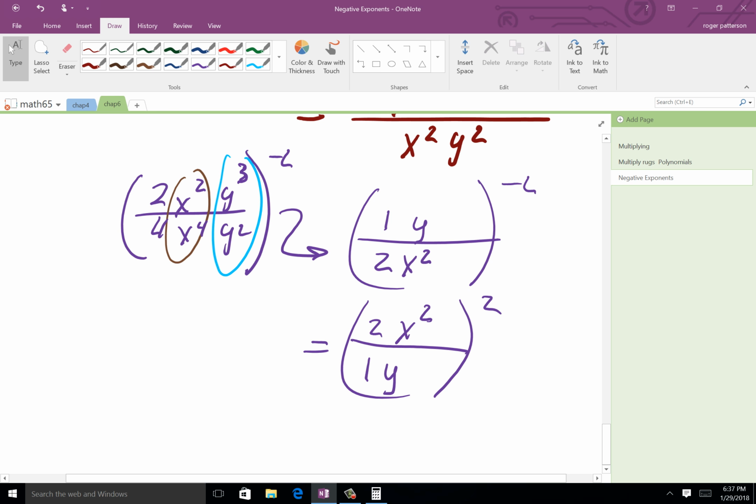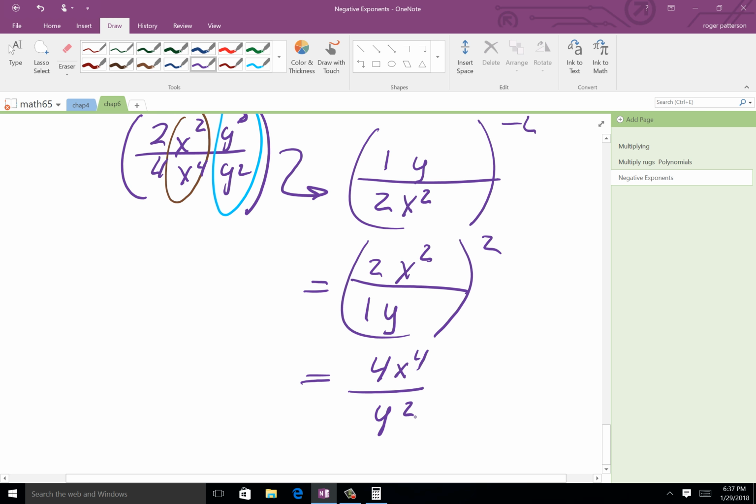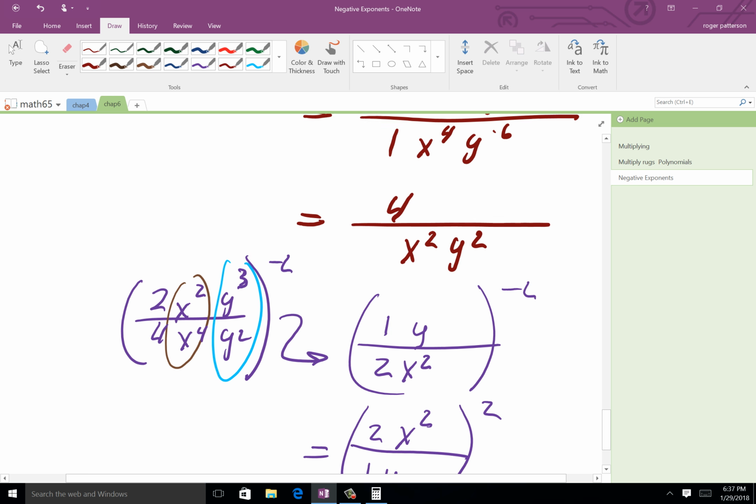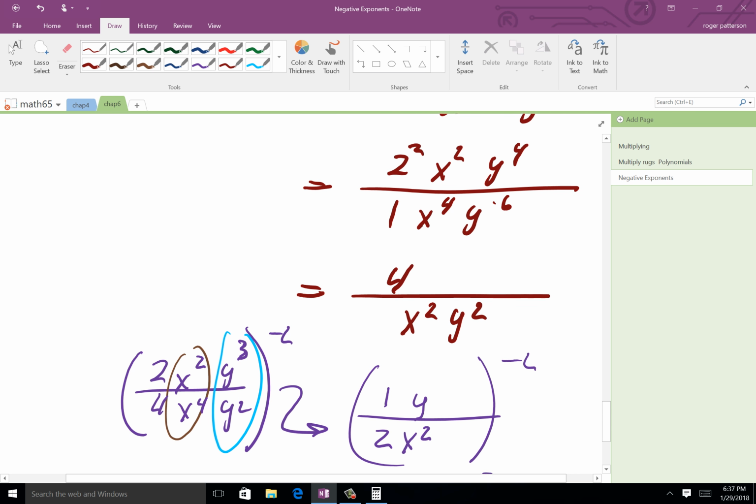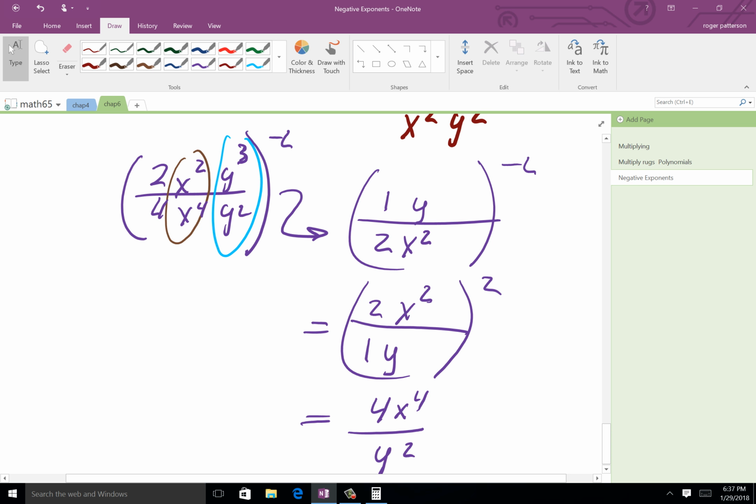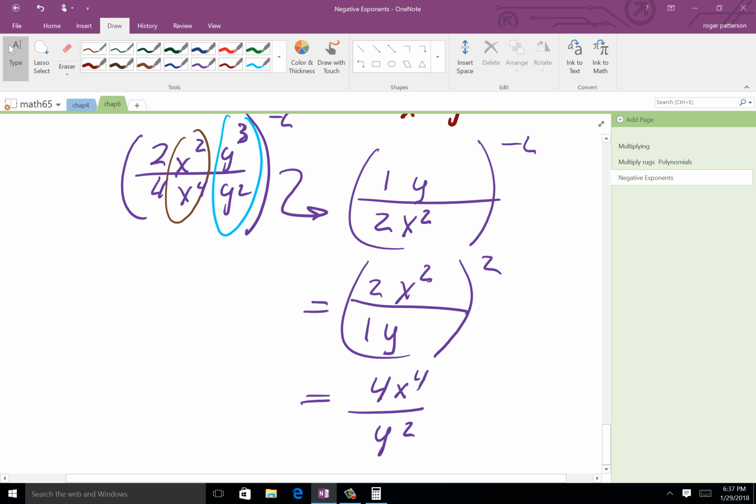So all I did there was say, well, I got a negative exponent, and I know that when I have a negative exponent, everything flips. So this goes here, this goes here, this goes here, this goes here. And now I just square everything. So I'm going to get 4x to the fourth over y squared. Now I don't know what I did up here to mess this one up. Somehow I got it all messed up there. But this is right.